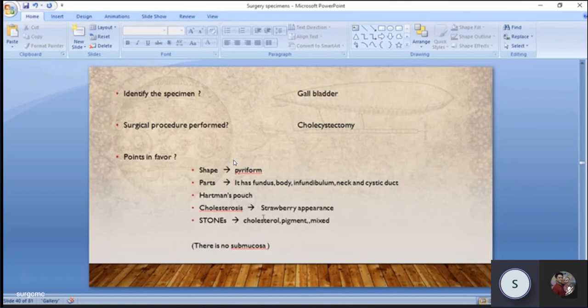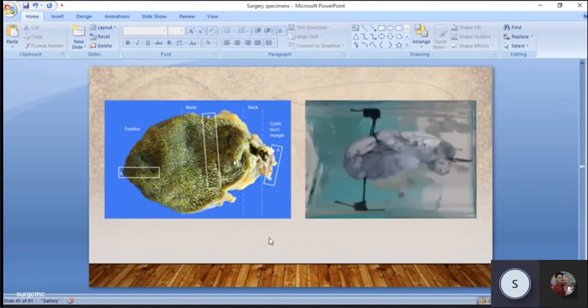And what is the most commonly asked question? Which layer is not present in the gallbladder? The submucosa. There is a mucosa, a muscular layer, and a serosa, but there is no submucosa in the gallbladder. So now you can relate how it is a gallbladder.